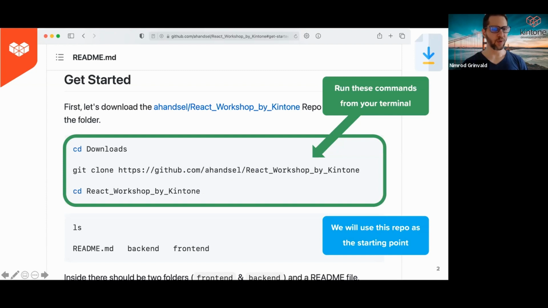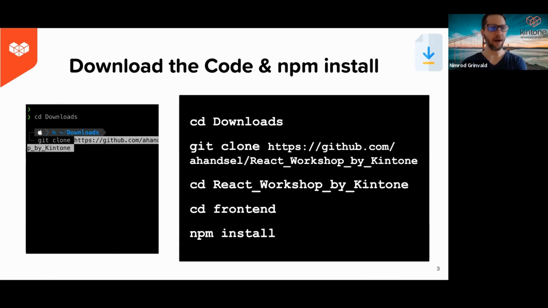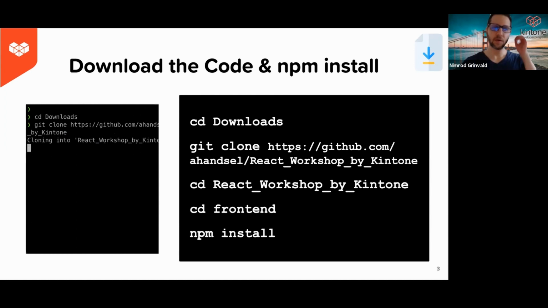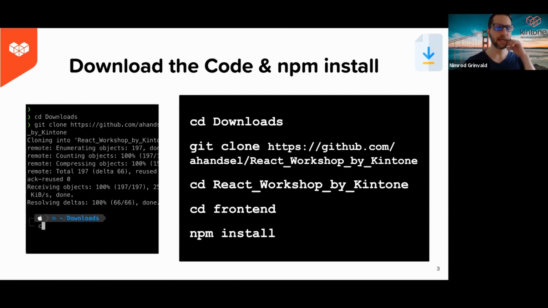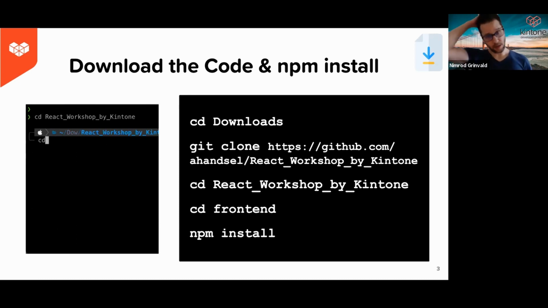So we're going to use this repository as the starting point. Once you've git cloned that repository, you'll now have a folder called React Workshop by Kintone. Go ahead into that folder, React Workshop by Kintone. Then you're going to cd into that, and what you'll discover is that the folder has two subdirectories in it, front end and back end.